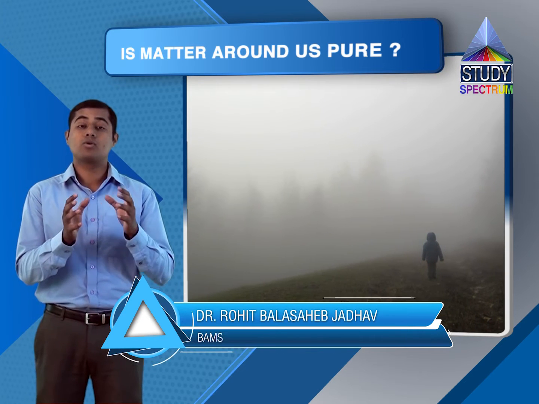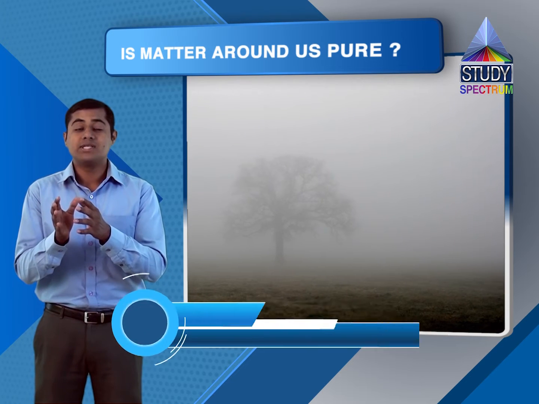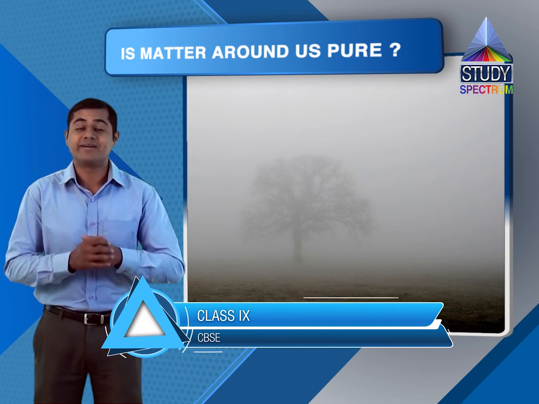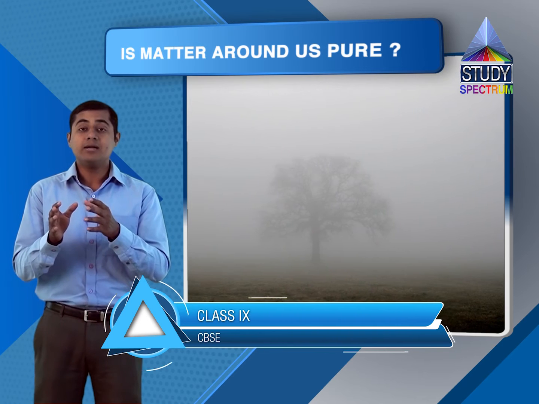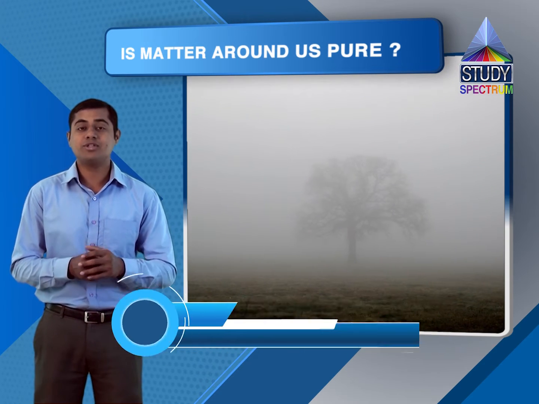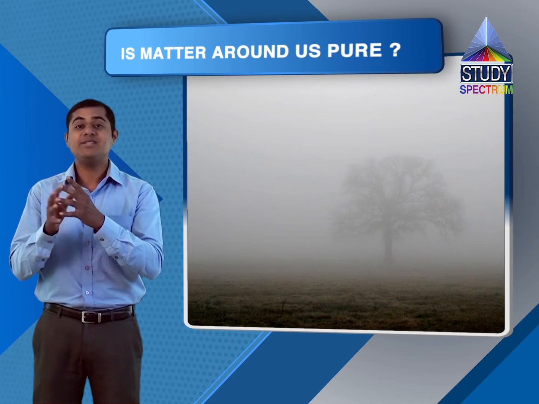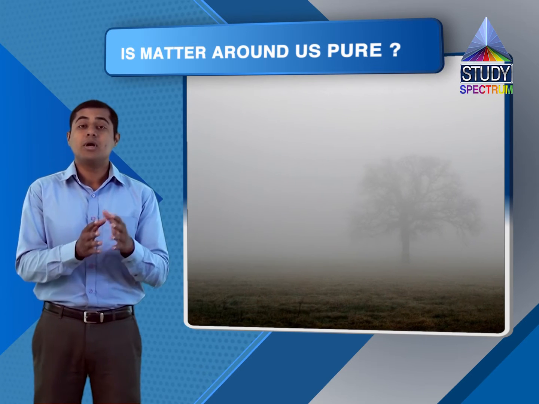When we are talking about fog and mist, they are water droplets dispersed in the air. And the particles are seen with the eyes, right? We cannot see through the fog because the particles are seen through the eyes. But what is a solution?